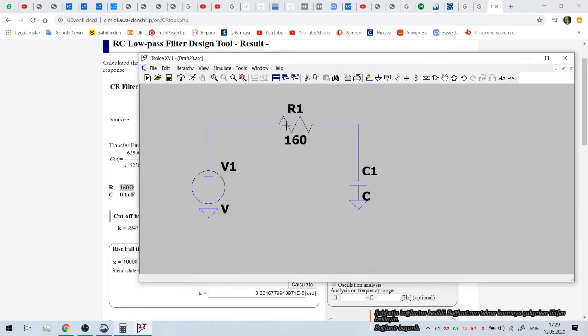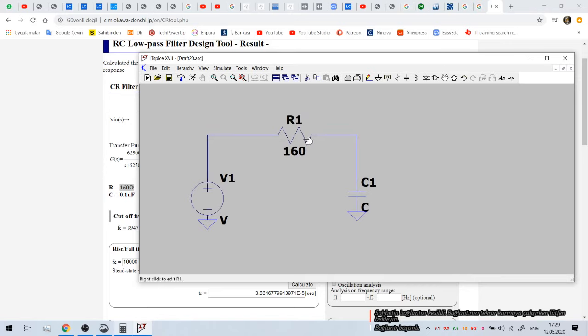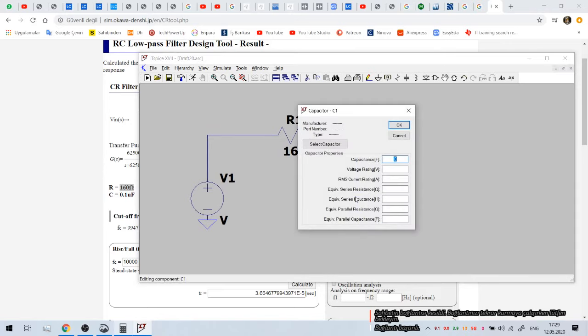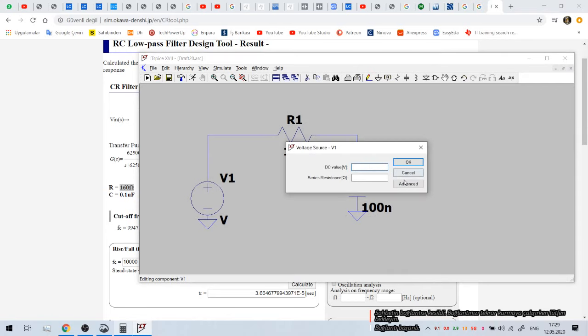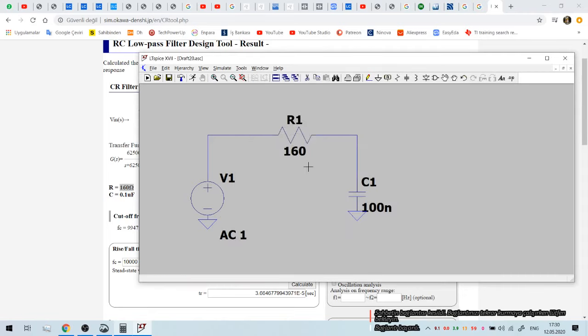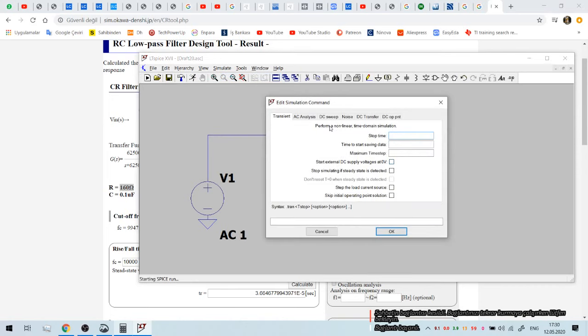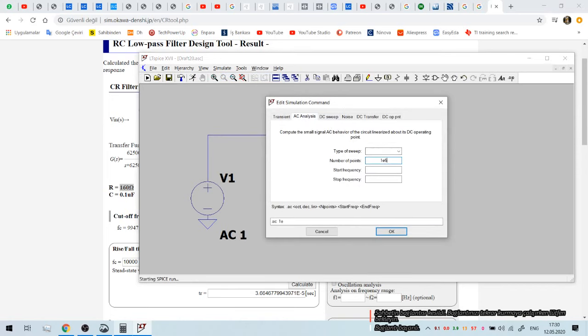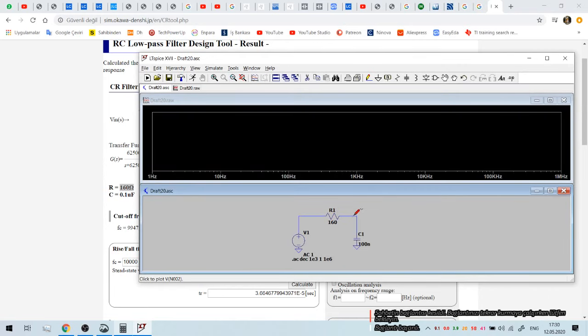Yes, take 160. I can take also maybe 180, but yes, take this only. 100 nanofarad. Small signal analyzer. Yes, and take 1 volt and simulate it. AC analysis, number of points, 1 point, decade. Start frequency 1 Hz, stop frequency 1 MHz, and plot it.